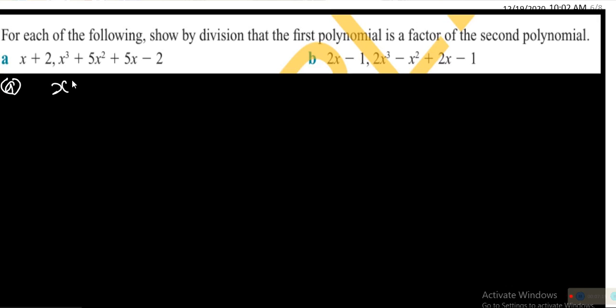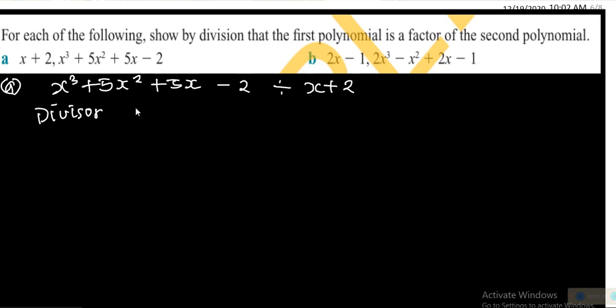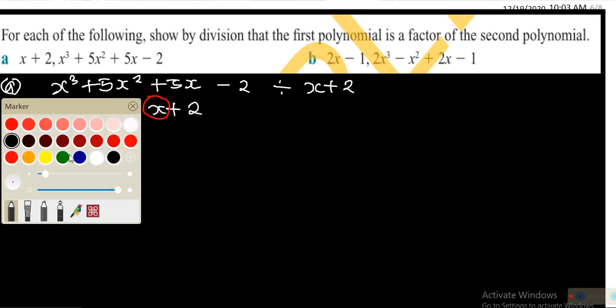In A we have x raised to the power 3 plus 5x squared plus 5x minus 2 divided by x plus 2. So our divisor here is x plus 2. To divide this polynomial, we are going to be using x to divide. You pick the highest power of the variable x to divide your polynomial. So we are going to be using x to divide this polynomial. Let's watch as we go.